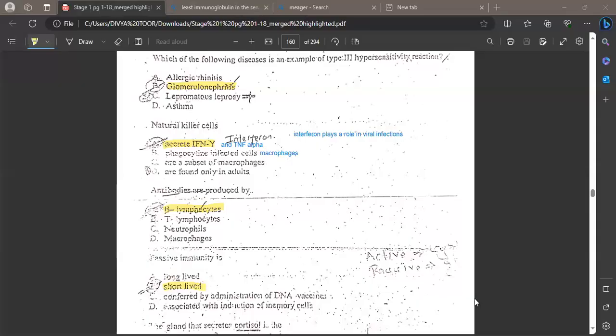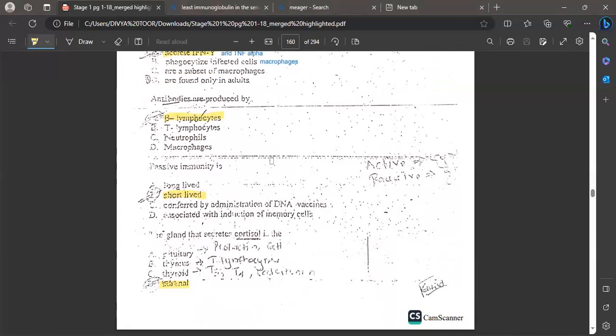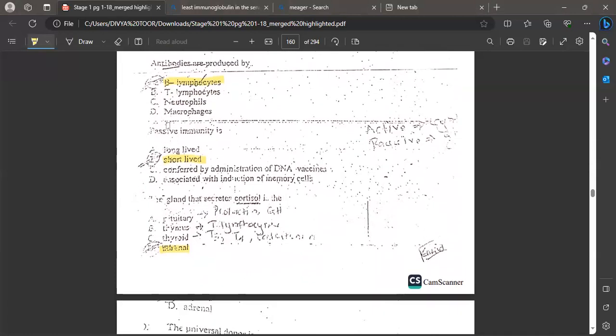Do you want to stop or continue? Is this passive immunity? Short-lived. Well, there's passive and the other one is called active. Active is the long-lived one. Sorry about that.